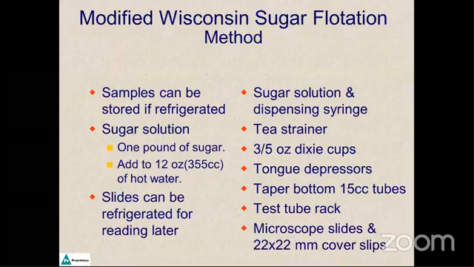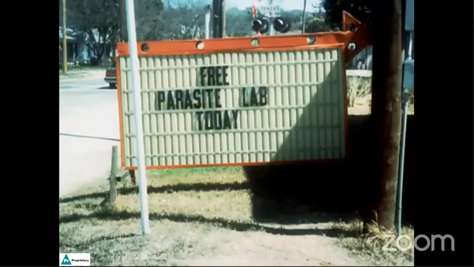We use a modified Wisconsin sugar flotation. It's by far the most sensitive. Obviously, with sheep and goats, you can use a lot of other different techniques, but most of the techniques will miss low egg shedders, and they overestimate high egg shedders. With a modified Wisconsin, it's a very, very sensitive technique. We can find a lot of low egg shedding parasites that are missed by the other techniques.